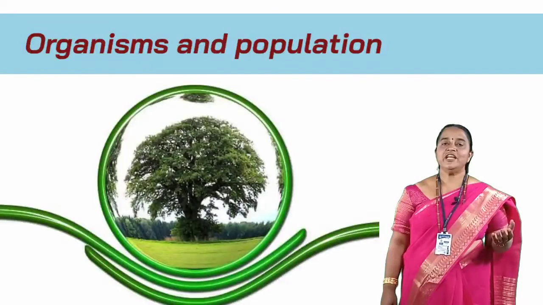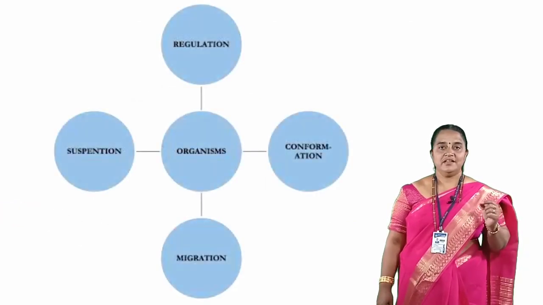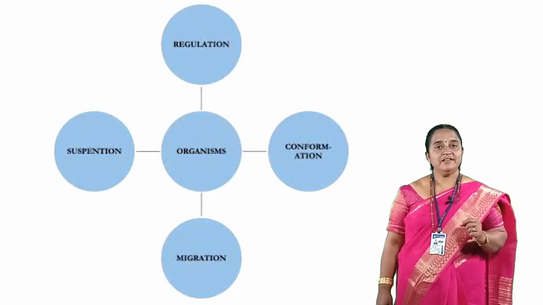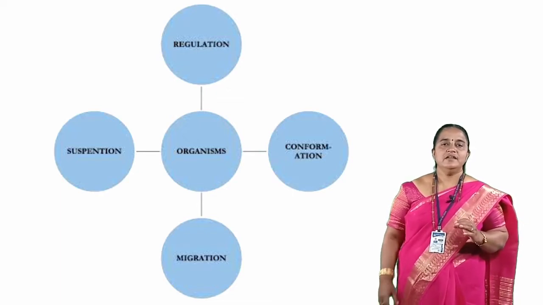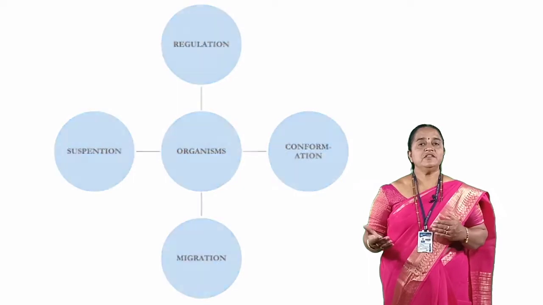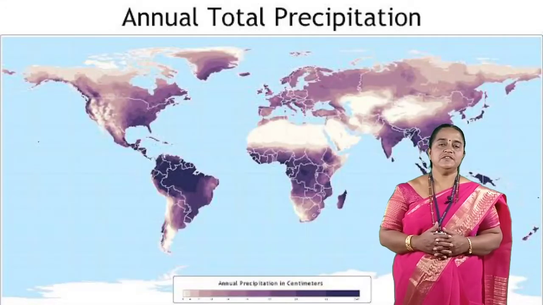Hello students. In the previous session, we have already completed the response of organisms towards major abiotic factors. Accordingly, we classify them as conformers, regulators, migrants and suspenders. Apart from this, we can see various adaptations in the organisms to survive in existing climatic conditions.